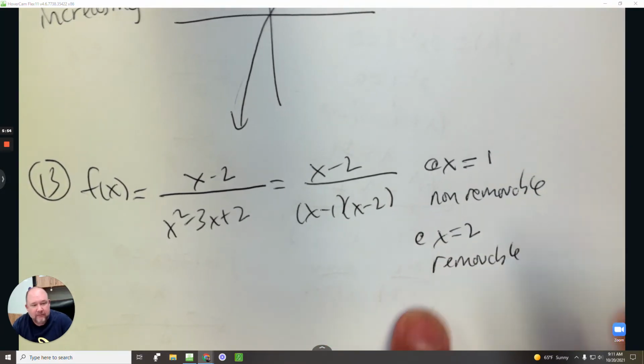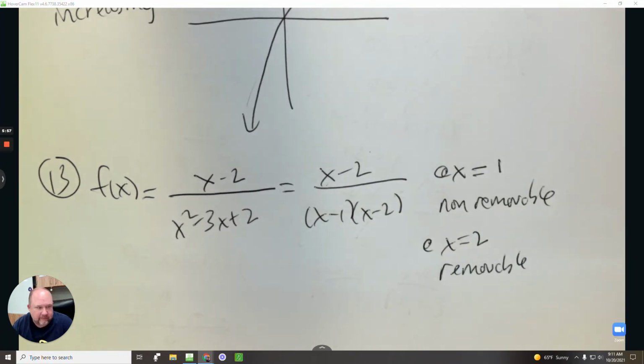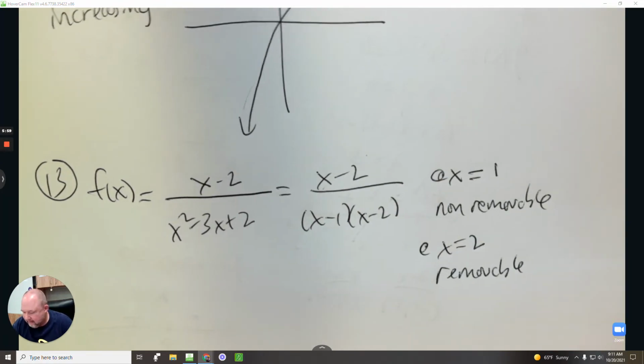Now, what does it mean that it's removable? It creates a hole, right, and you can remove it. A good review there. Number 14.